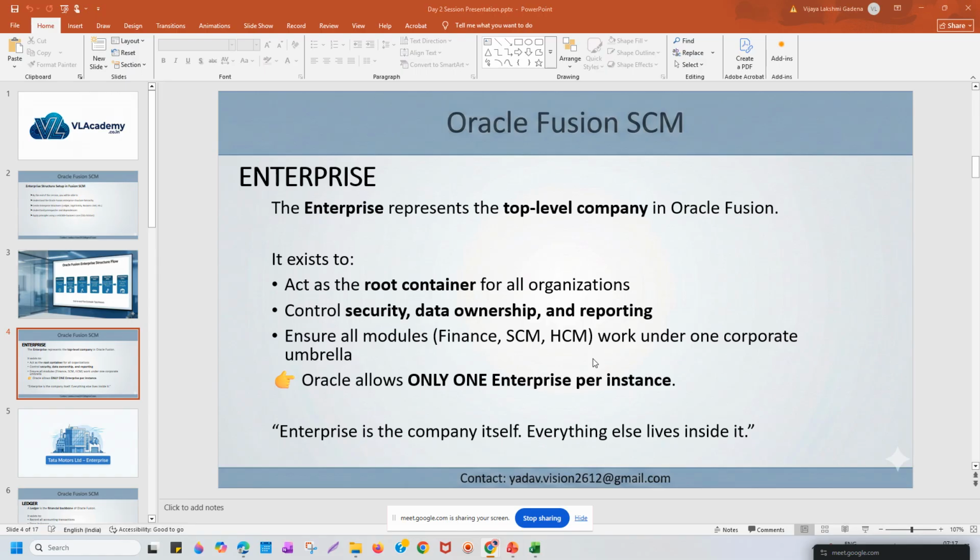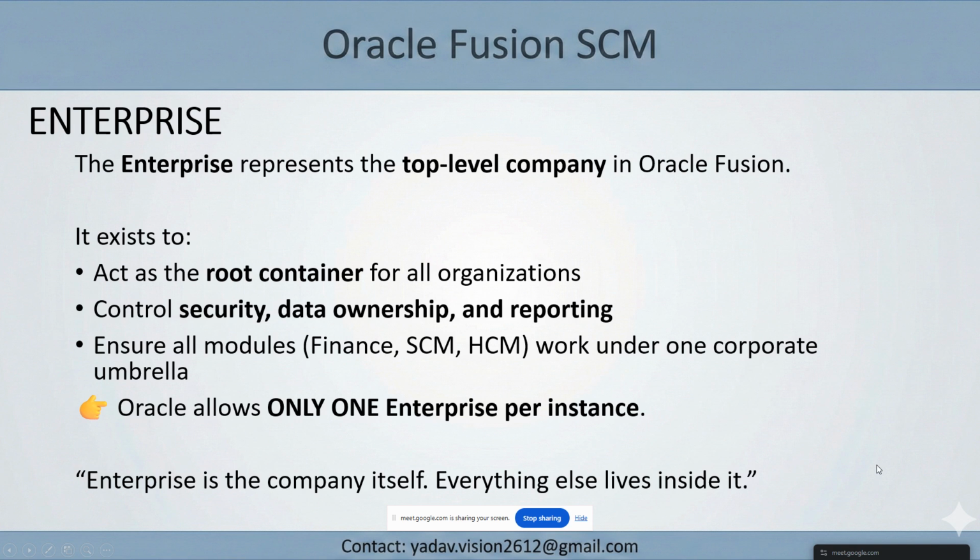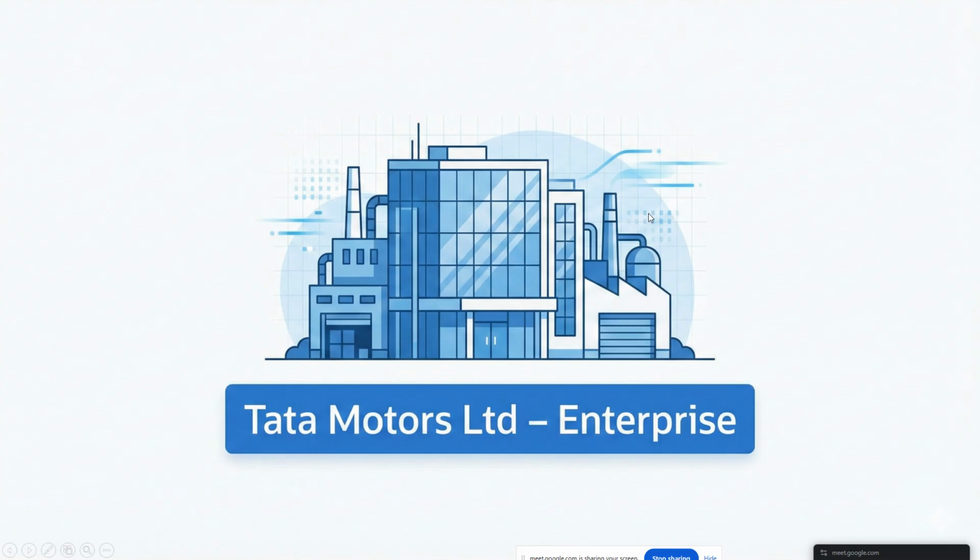So remember that Oracle always allows only one enterprise per instance. We can't implement multiple instances. Only one instance you can use. Okay. So this is all about the enterprise. Now we are talking about Tata Motors and the enterprises. So I'm keeping the name as Tata Motors Limited Enterprise. This is my company name where I'm starting the enterprise structure. So whatever I'm going to create comes under Tata Motors Limited Enterprises.